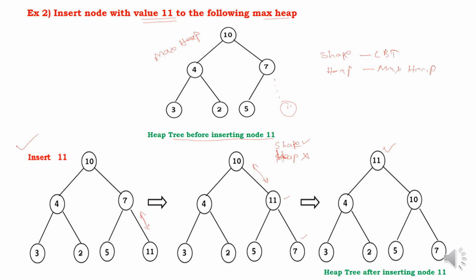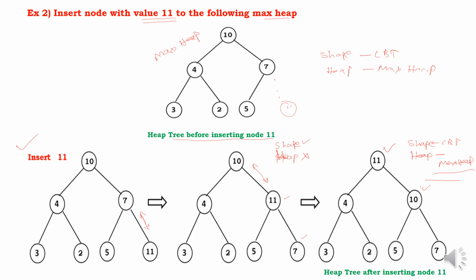11 is placed in the root and 10 is placed in the place of 11. Now check, is it satisfying shape property? Yes, shape is complete binary tree. Heap is max heap. See, parent is greater than children. 4 is parent, it is greater than its children. 10 is parent, it is greater than 5 and 7. So max heap.